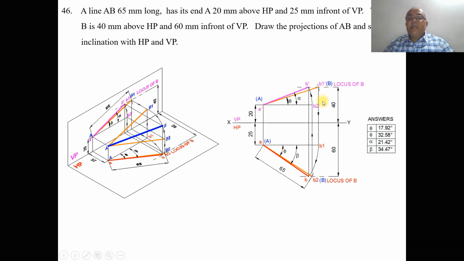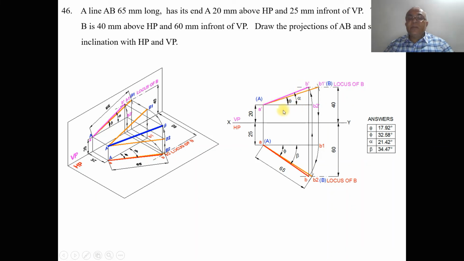So with A dash as center, taking the radius of A dash B2 dash, because B2 dash should be above the XY line by 40 mm. It is only 20 mm above the XY line here. So with A dash as center, taking the radius of A dash B2 dash, you draw an arc such that it cuts the locus of B in the front view, and you mark this point as B dash, and then join A dash B dash with a dark line and mark this angle as theta and alpha.